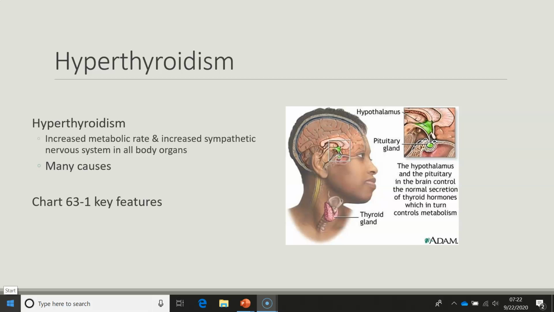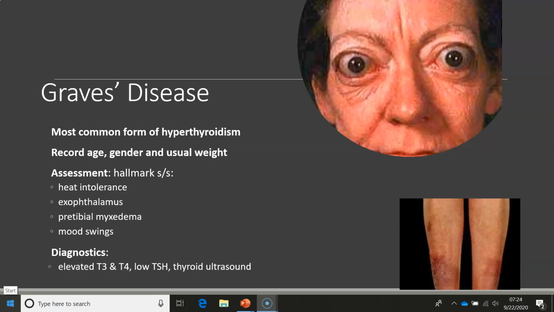In Graves' disease, these antibodies attach to the thyroid stimulating hormone receptors, and because of that, it increases the number of glandular cells, which causes the goiter that you'll see on the thyroid gland, and then this overproduces the thyroid hormones. Graves' disease is the most common type of hyperthyroidism.